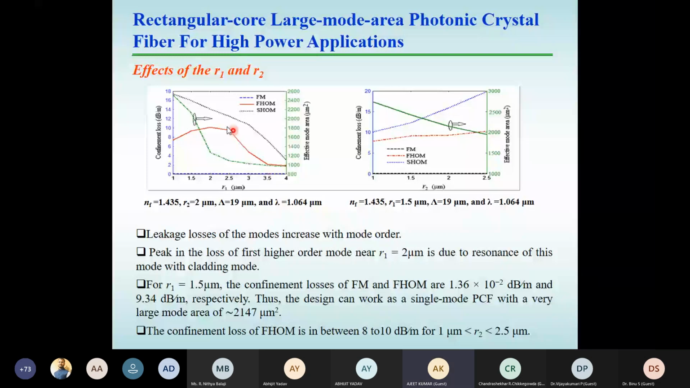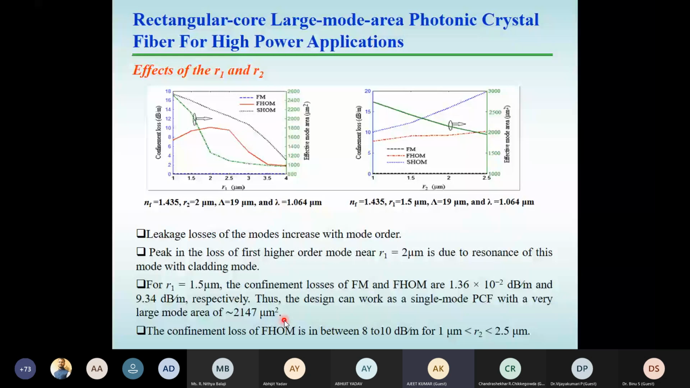So while doing the analysis, we have found out that if you take R1 equal to 1.5, or D1 equal to 3 micron, the loss of the fundamental mode is now so small, 1.36 times 10 to the power minus 2 dB per meter, right? And the first higher order mode is coming close to 10 dB. So you can get basically a single mode operation with this parameter in just 2 meter propagation distance. But at the same time, what is the order of area? The order of mode area is coming around 2000. If you take R1 equal to 1.5, it's coming something around 2000 micrometer square. So this is for the R1 parameter.